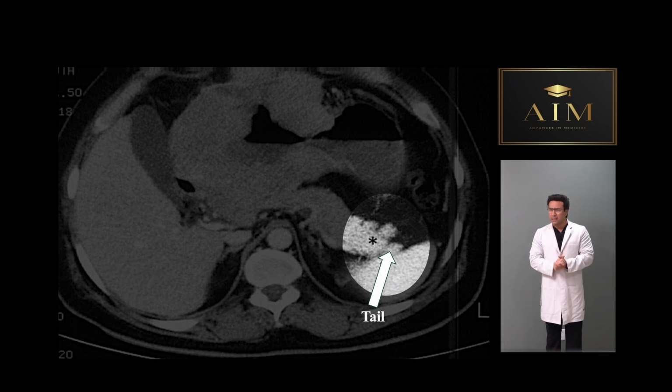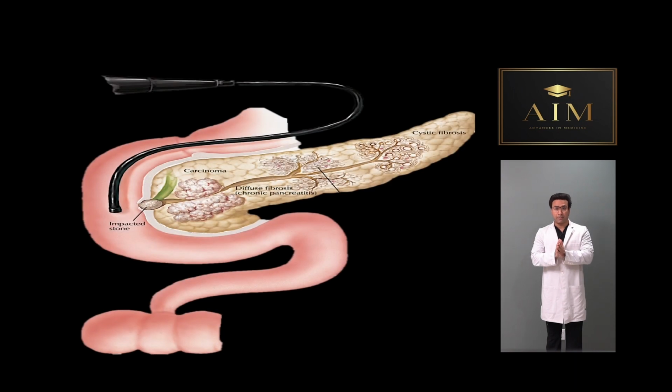So, what is the expected diameter of the pancreatic duct in a healthy pancreas? The average diameter of the pancreatic duct in the head is 3 to 4 mm, while in the body it is around 2 to 3 mm. Now, let's go beyond the visualization of the pancreas. I'm talking about endoscopic ultrasonography, or EUS.